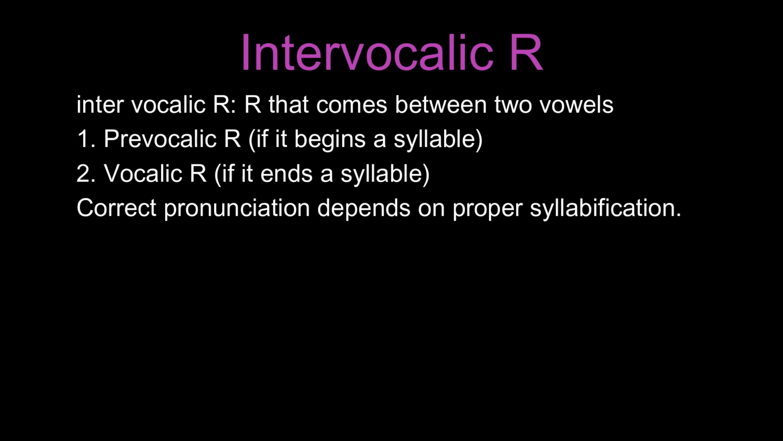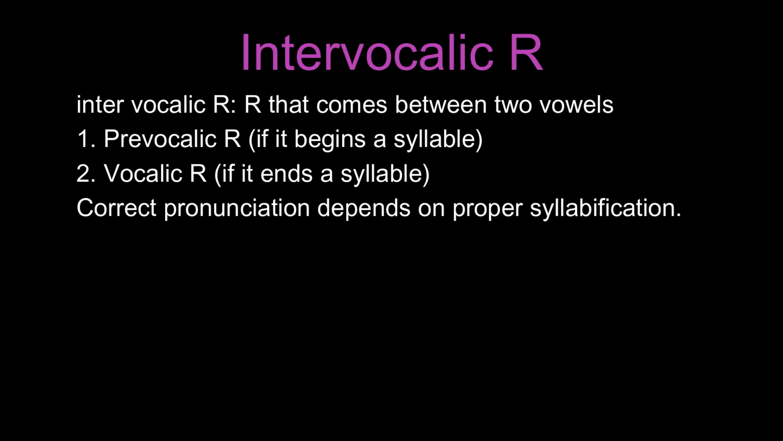Intervocalic R. The letter R that comes between two vowels is called the intervocalic R. The intervocalic R can be pronounced as a prevocalic R if it begins a syllable, or as a vocalic R if it ends a syllable. So to pronounce the intervocalic R words correctly, we need to know how to syllabify words that contain an intervocalic R.